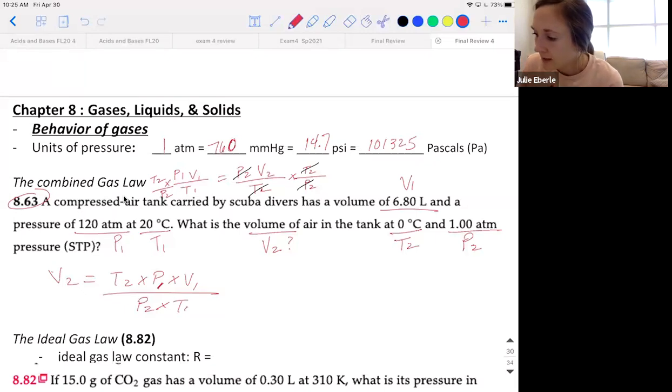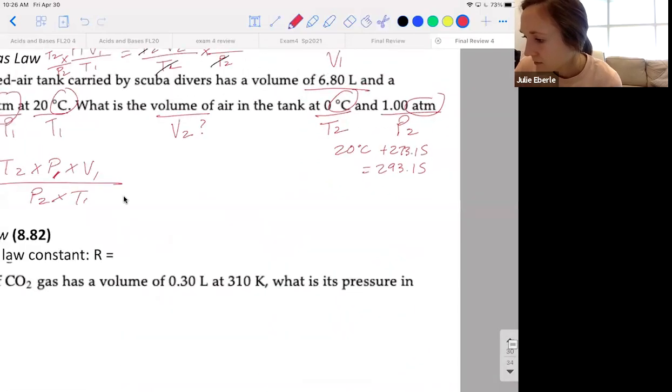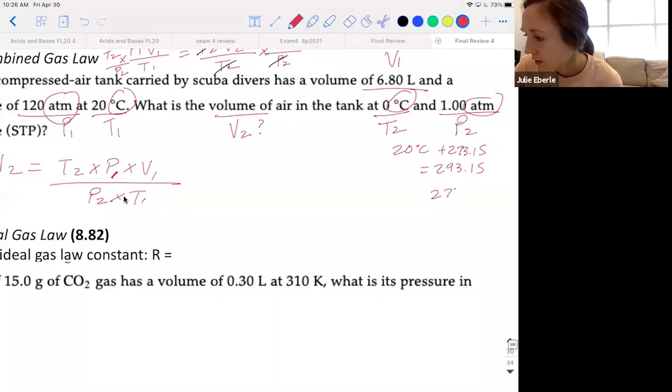Now you just plug it in, and you've got to make sure units for pressure, atm and atm, that's good. But we've got to convert the Celsius here. It's got to be in Kelvin. So let's convert our temperatures to Kelvin. The first temperature is 20 degrees Celsius plus 273.15, that equals 293.15. And 0 degrees Celsius is just 273.15. So that's my T1, and this is my new T2 in Kelvin.